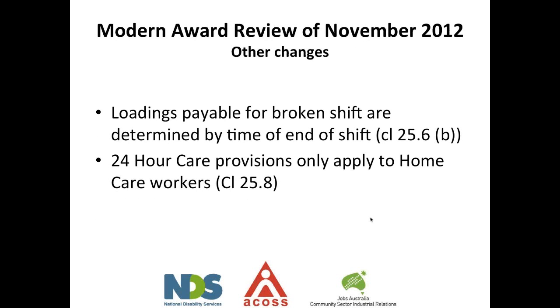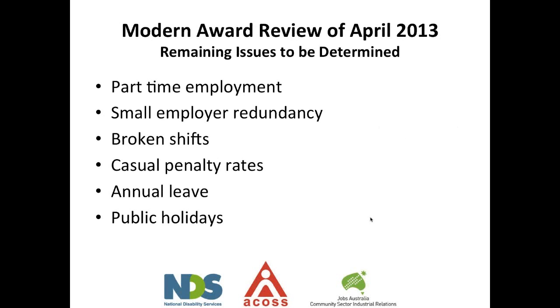The other thing that the modern award review did clarify as of November last year is that loadings payable for a broken shift are determined by the end of the shift, and also that 24-hour care provisions can only apply to home care workers. In the modern award review of April this year, as I said, part-time employment at the moment has no minimum engagement period. However, the ASU's application seeks to apply the same minimum engagement periods as casuals. So that would be a 3, a 2 or a 1 hour minimum engagement each time a part-time employee works, depending on which part of the modern award they are classified under.